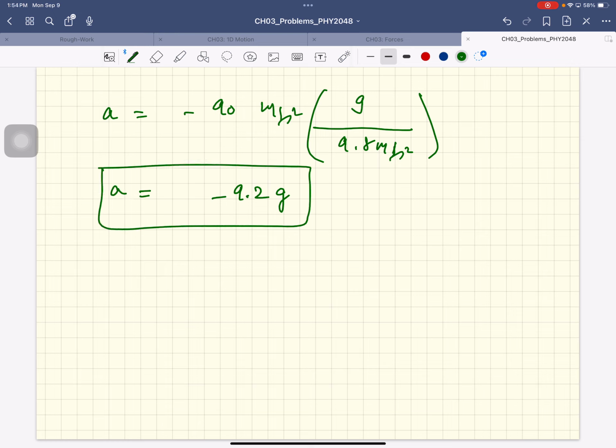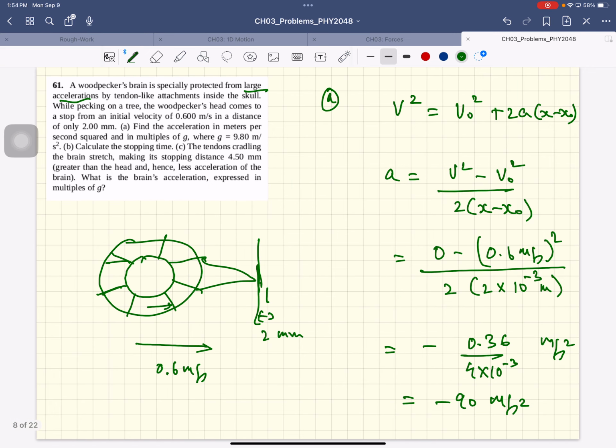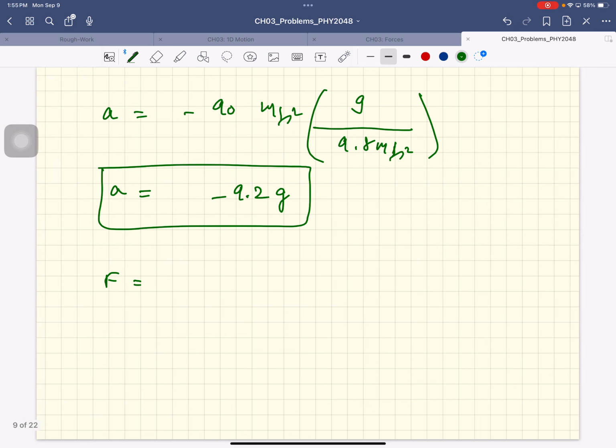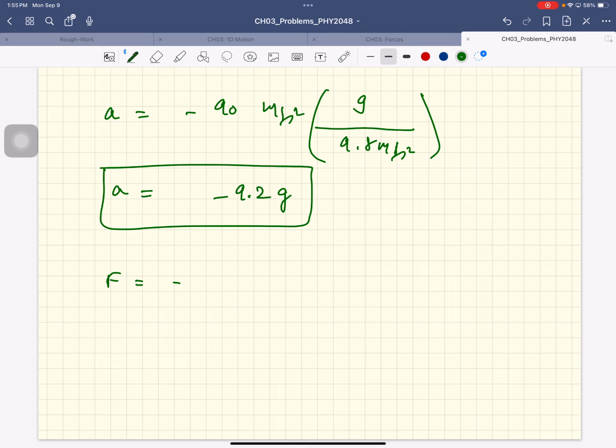Okay, why do we calculate this? The stopping force on the head is the mass of the head times the acceleration, which is mass times 9.2 g's, 9.2 mg. That is the weight of the head. The stopping force is 9 times the weight of the head. And that's why we solve it like that, write it in terms of g's.